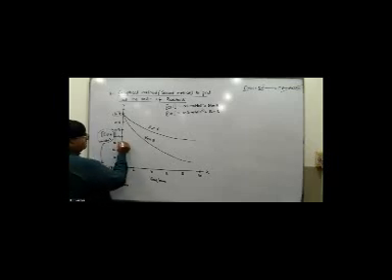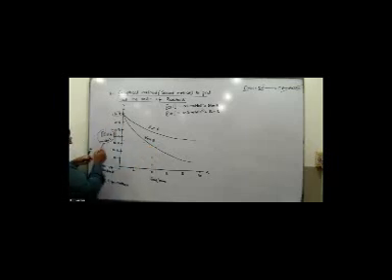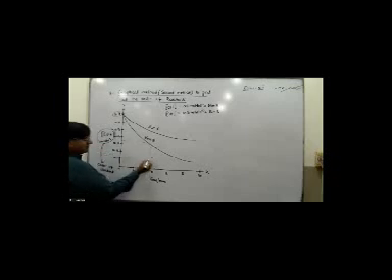0.35 would be present up here, like that. How much time is required for the concentration of 0.7 to become half? That would take 4 minutes. How much time is required? 4 minutes. Did you get it?